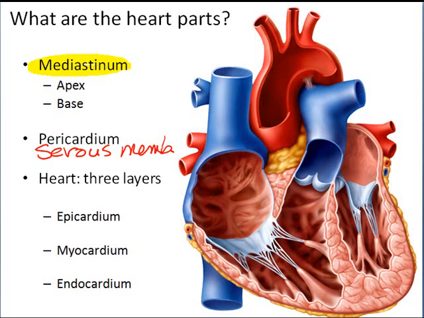And then when we look at the actual heart itself, it consists of 3 different layers. Starting from the outside, working our way inward, we have the epicardium, the myocardium, where all of the muscle cells are located. That's the thickest part here. And then the endocardium is a thin layer lining the chambers.